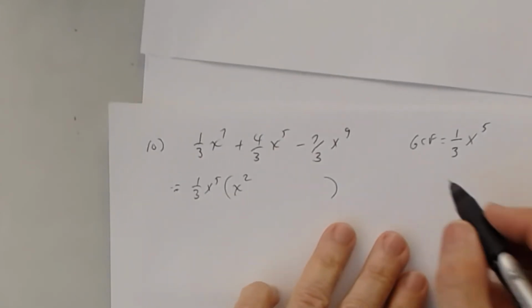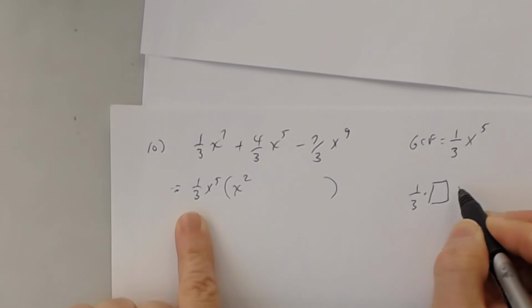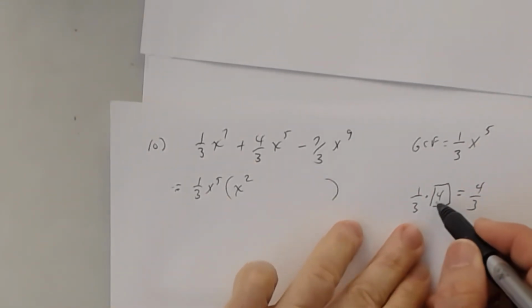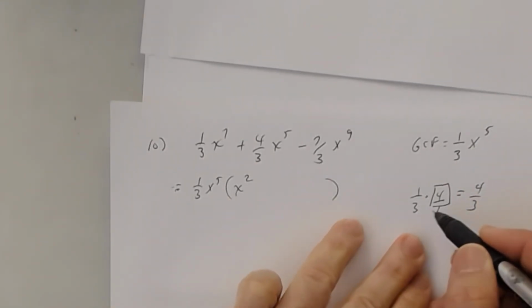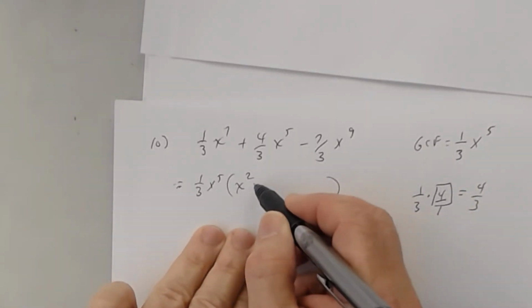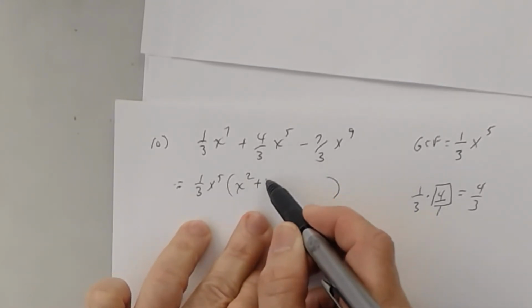I'm going to write this out right here. This is what I'm saying. 1/3 times what is 4/3? What do y'all think? Okay, some people said 4. Anything else? Y'all agree it's 4? Because if you put a 4 there, you can write 4 as 4/1, right? It's 1/3 times 4, 4/3? Yeah. So I'm going to ask you this now. 1/3 x to the 5th times what is 4/3 x to the 5th?